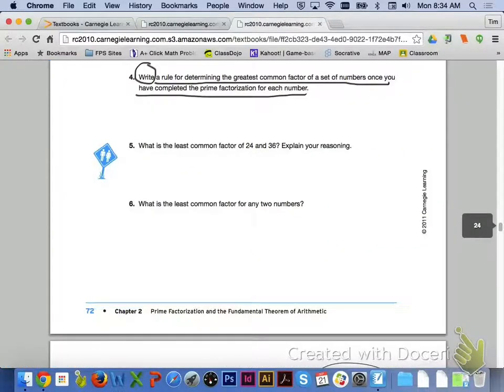Let's take a look at number 4 then with your group members. After answering A, B, and C for number 3, let's see if we can write a rule for determining the GCF of a set of numbers once you have completed the prime factorization for each number. So go ahead and do that with your group members.